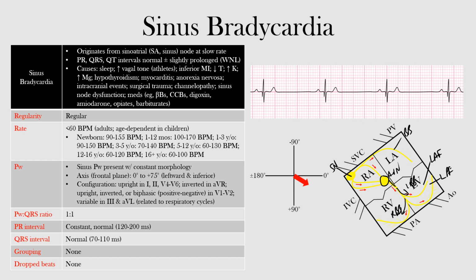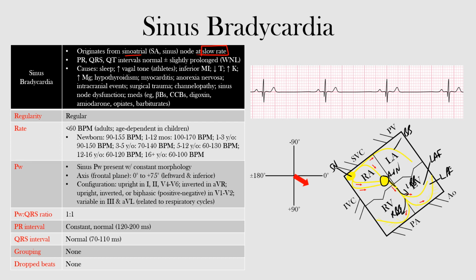As long as you can recall this normal conduction system in your mind, as well as where the leads are placed, and we'll look at that, identifying sinus rhythm on the EKG is really not that difficult. So let's go through our chart here. Sinus bradycardia, we said, originates from our sinoatrial SA node, and the only difference that we're noticing from normal sinus rhythm is an actual slow rate.